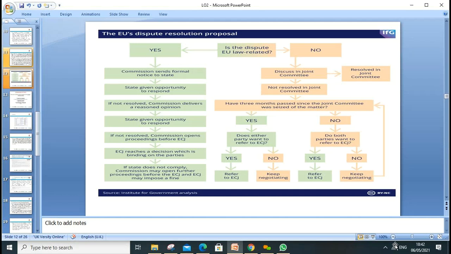The next slide will show how the court system works: the EU dispute resolution process.